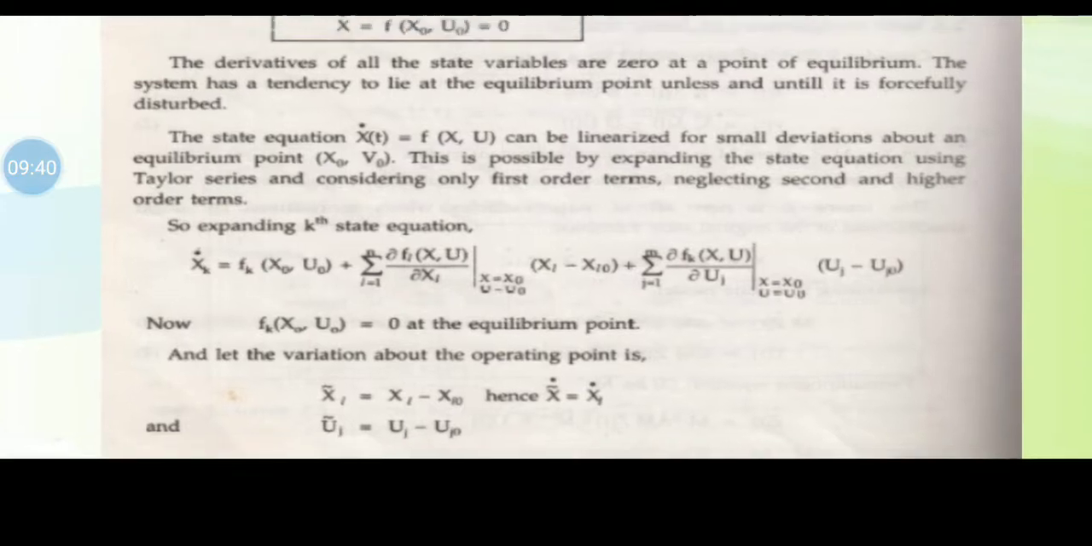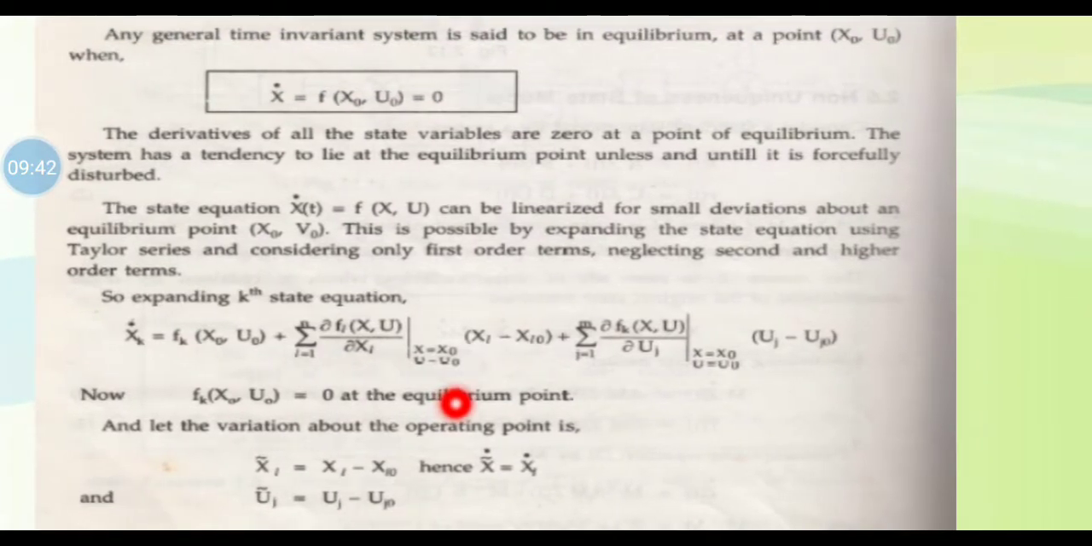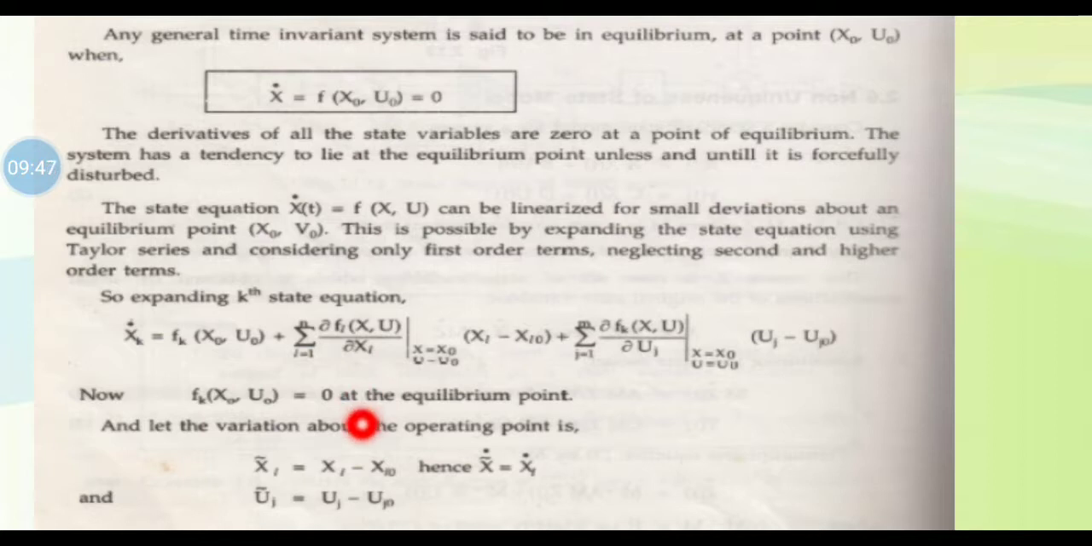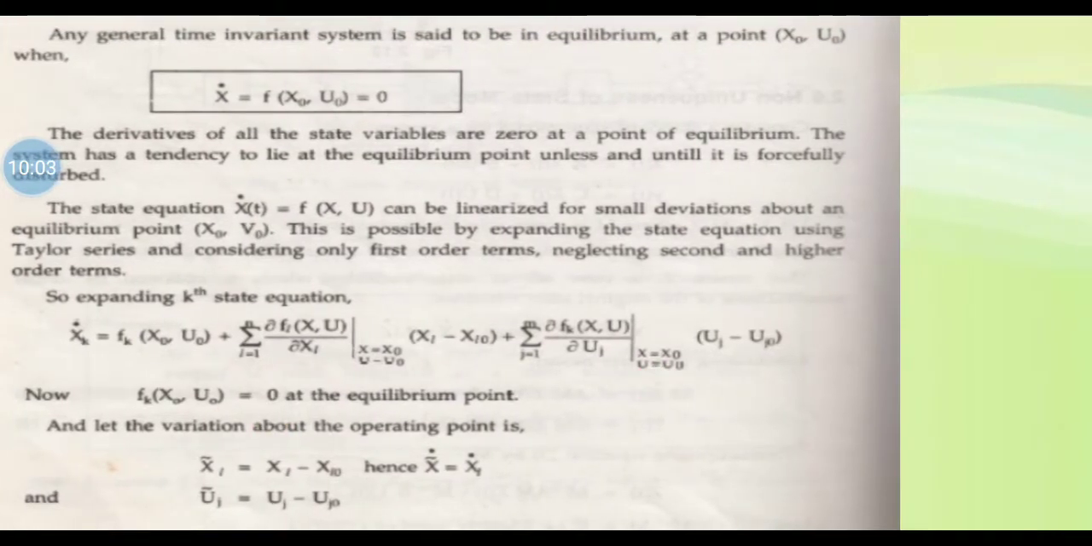Then whatever the variation about the operating point is, the xi approximation is xi minus xi naught, which has been written, and where xi approximation dot is xi dot. The uj approximation is uj minus uj naught.